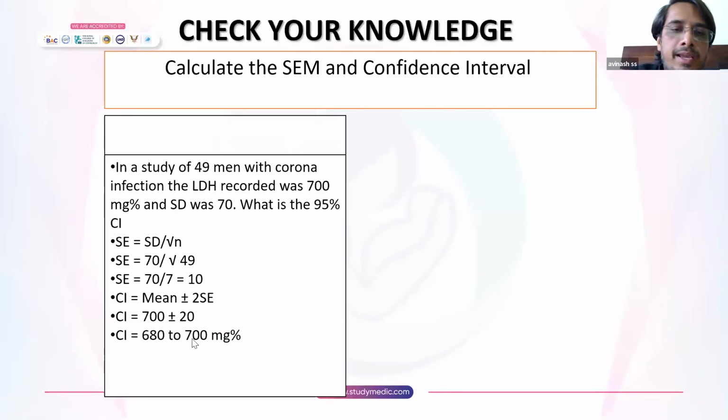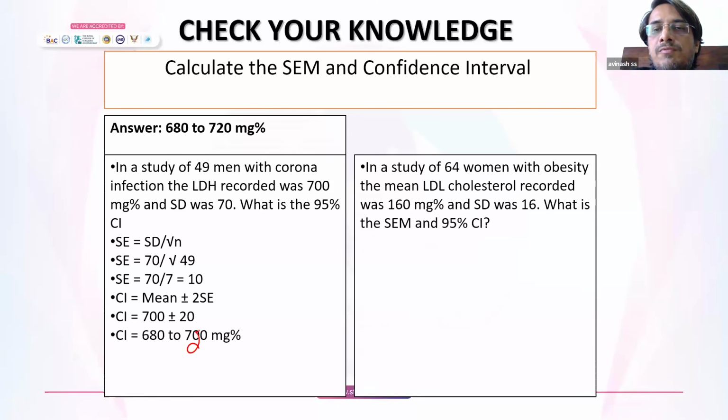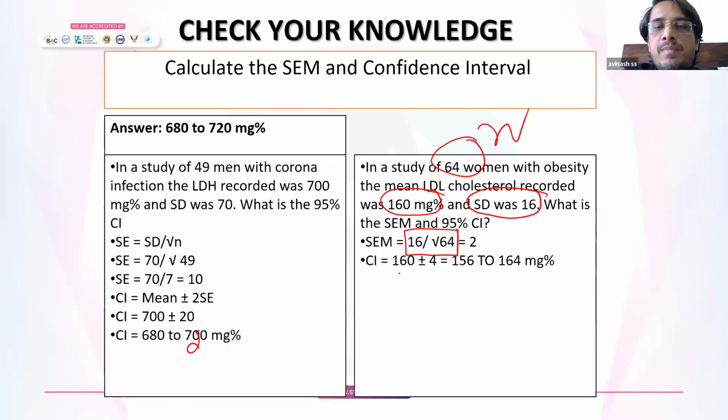Similarly, let us say one more problem: 64 women with obesity, so n is equal to 64. Mean cholesterol was 160. Standard deviation was 16. Then we have to calculate. Standard error is SD by square root of n, so 16 by square root of 64, which is equal to 2. And the confidence interval is mean plus or minus 2 times standard error, so 160 plus or minus 2 into 2. It is 156 to 164.